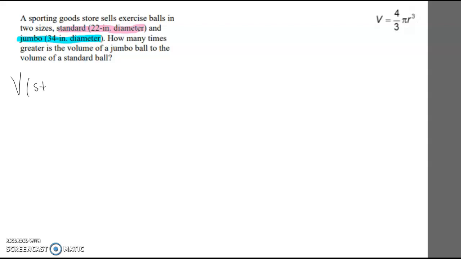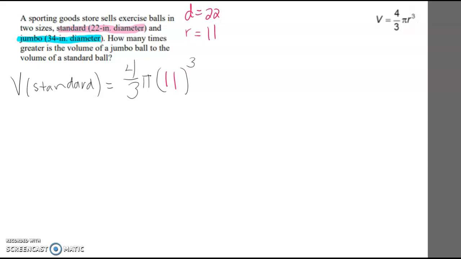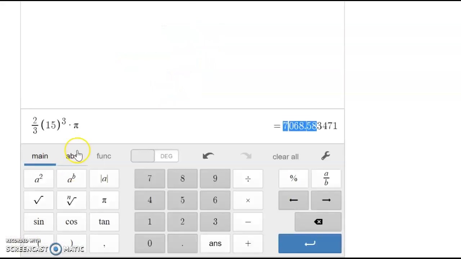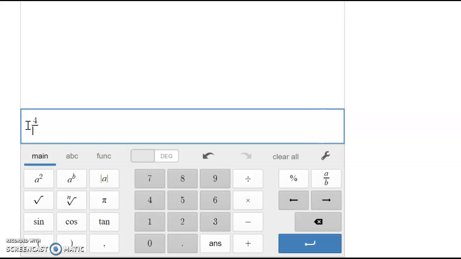Volume of standard equals 4/3 pi r cubed. And what's the radius here? Well, I know the diameter is 22. So in order to find the radius, I divide it by 2. So the volume of a standard ball is 4/3 pi times 11 cubed. We're just going to be multiplying 4/3 times 11 cubed.